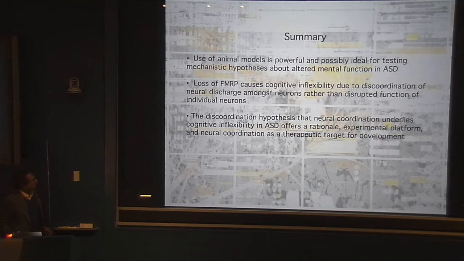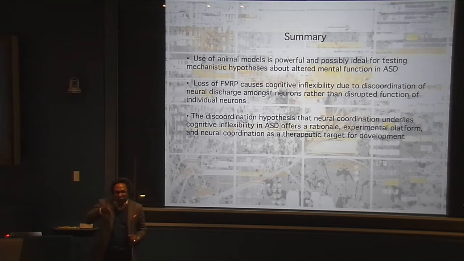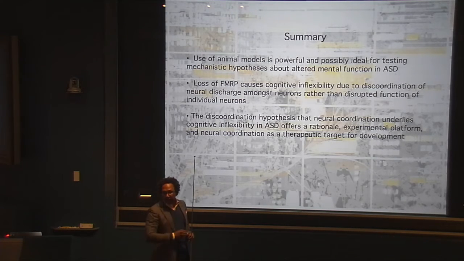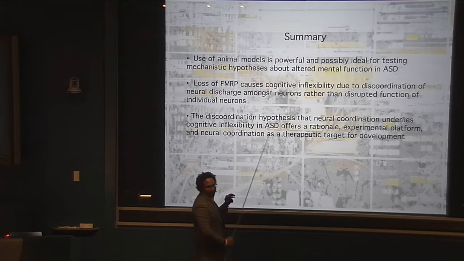This hypothesis, the discoordination hypothesis, which asserts it's the discoordination that underlies this inflexibility, offers a rationale, a way to think about this problem. It offers an experimental platform. I've shown you the kinds of experiments that we can do. And in fact, what's interesting is it identifies that these coordinating properties are something that we can actually target and try to influence. We can stimulate the brain, and we can use various kinds of modulators to manipulate that ability of cells to fire together and not fire together.